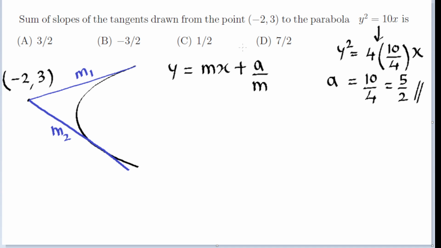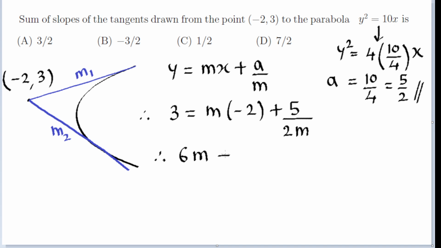Okay. So remember that this equation is satisfied by each and every point that lies on the parabola, including the point of contact, right? Okay. Now we observe that the point minus 2 comma 3 also lies on the tangent, that is any tangent in general. So we substitute the coordinates of the point in the equation of the tangent, and we will get 3 is equal to m into minus 2 plus a is given as 5 by 2, so we get 5 by 2 m. Right. So let's multiply throughout by 2m, and we will get 6m equal to minus 4m square plus 5.